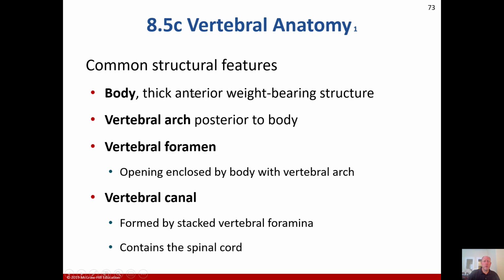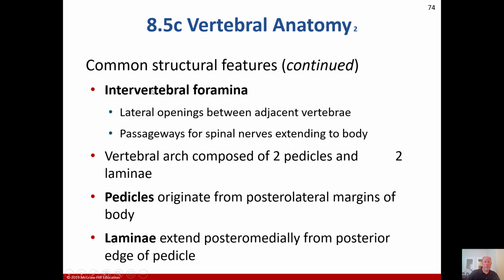Common structural features: the body is a thick anterior weight-bearing structure. The vertebral arch is posterior to the body. The vertebral foramen is an opening enclosed by the body with the vertebral arch of the vertebra. And the vertebral canal is formed by stacked vertebral foramina and contains the spinal cord. So the intervertebral foramina are lateral openings between the adjacent vertebrae, and they're passageways for spinal nerves extending to the body. And that's the purpose for that space.